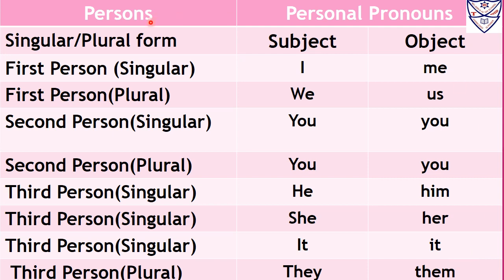So, got it? First person means who is speaking. Second person is to whom we are speaking, to whom we are talking. And third person means about whom we are talking. So that is called first person, second person and third person. Let's see some examples.